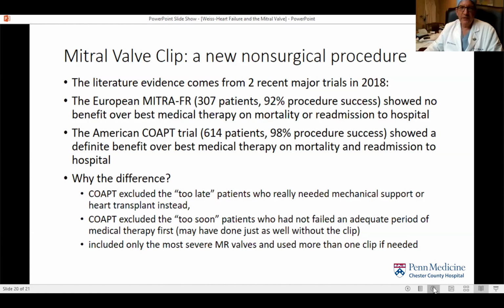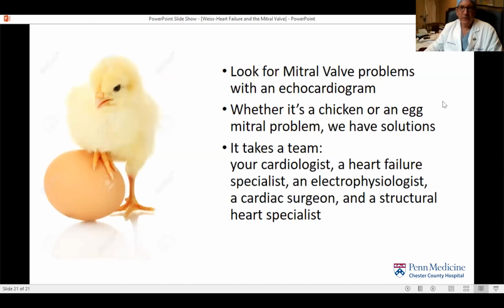Next slide, please. So this is my summary slide, and I've got three things I hope you'll remember. One is that if you have heart failure, look for mitral valve problems. And the way to look is with an echocardiogram. You may have had heart failure for years and years with no mitral problem, and it may develop in you. It's good to detect that, because it opens up a whole new avenue of treatment.